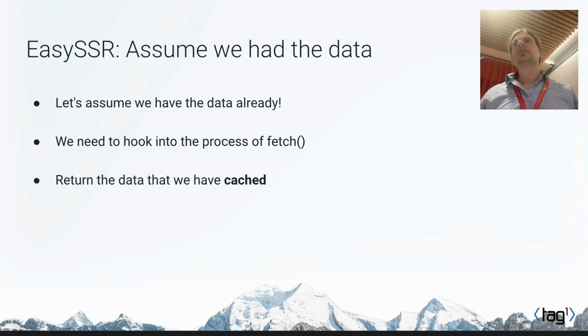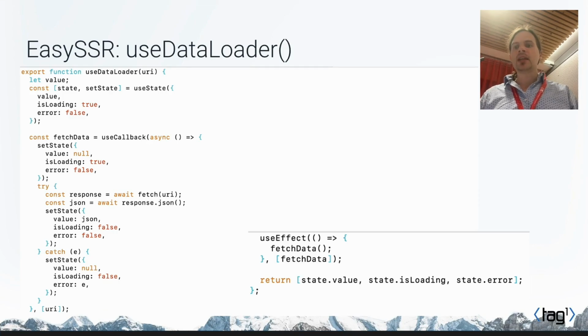So what we would need to do to be able to influence this process is hook into the process of the fetch, and return the data that we have cached. So what we want to do is create a nice useDataLoader. And now please don't be overwhelmed. This is essentially just what we have seen before, in a very abstract state, so that you don't need that.